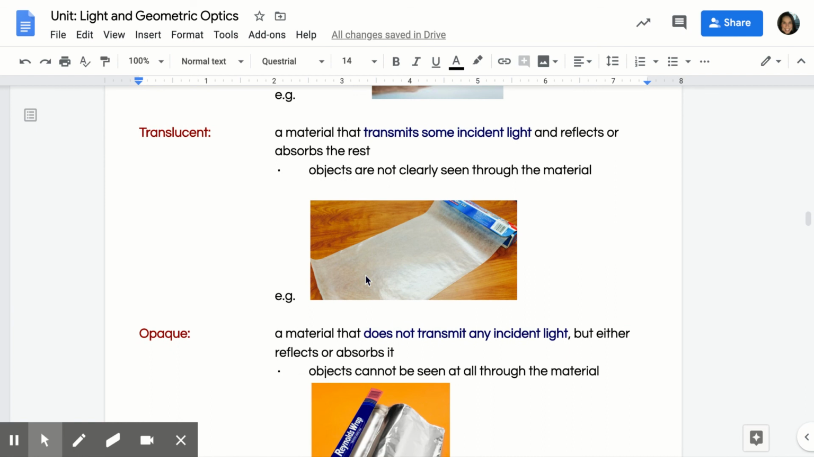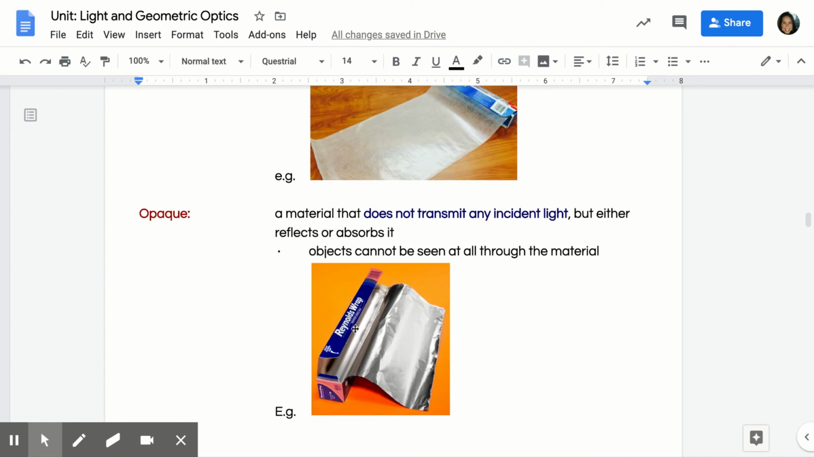Translucent. So translucent is any material that's only going to allow some of the light rays to go through them. All of the rest are actually absorbed into the material. And so this is something like waxed paper or parchment paper, where if you were to hold it up, you could see stuff behind it, but it's not fully transparent. Okay, you can only see a little bit of things through it.